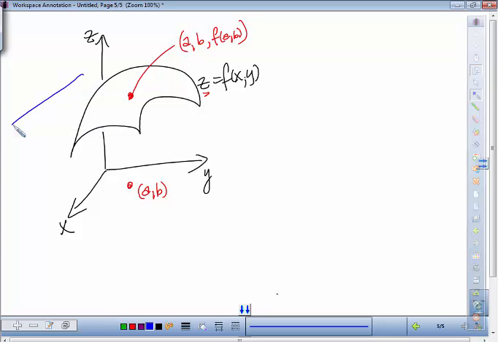Maybe you guys are all on the same plane. What?